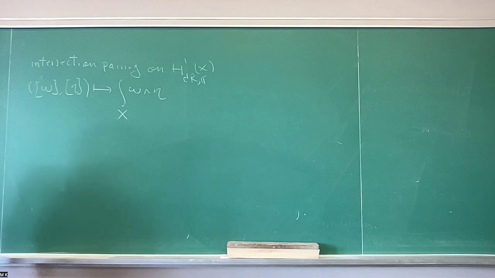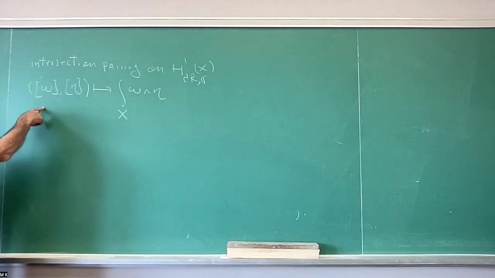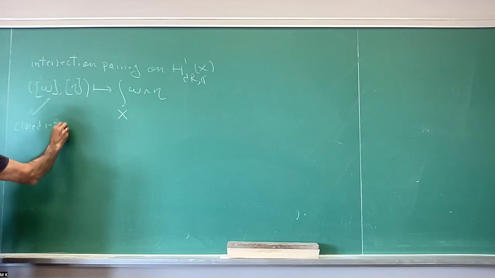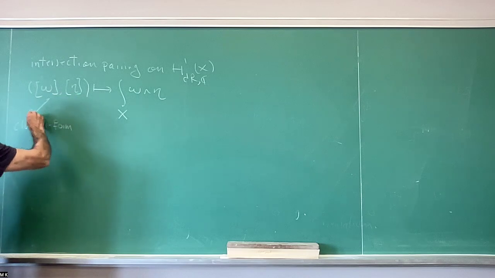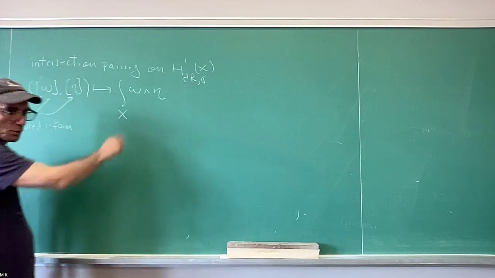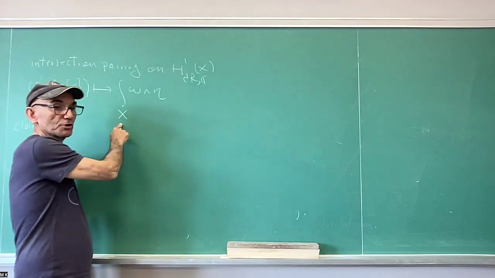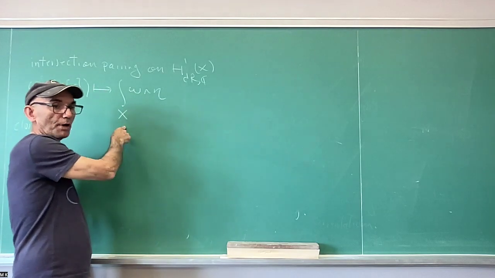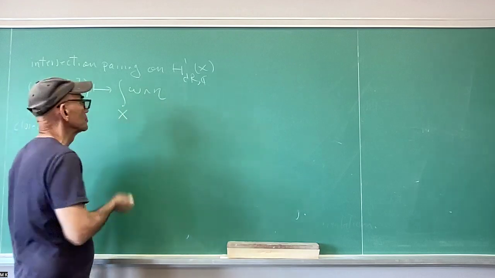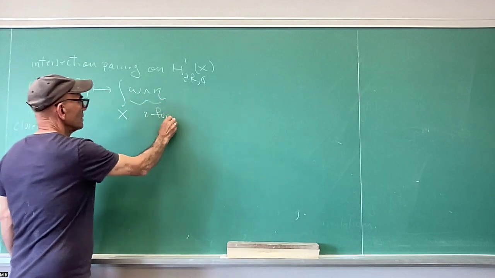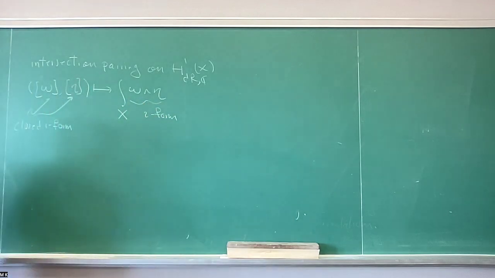Okay, so let's see. Omega is a one form, it's a closed one form because it's a class, right? So this is a closed one form. Same with eta. So this is a two form, and you can integrate a two form over a two-dimensional oriented manifold. Always, it is compact, so there are no issues with convergence. Okay, so this is a two form, and you integrate. Now this is nice.